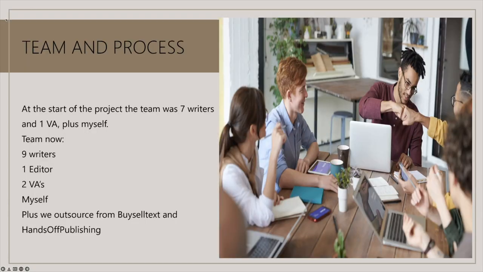So what does my team and the process look like? At the start of the project, the team had 7 writers, 1 VA, plus myself. This has since grown. We've now got 9 writers. Some are full-time, some are part-time. 1 editor who edits pretty much full-time as many articles as he can. And 2 VAs plus myself.